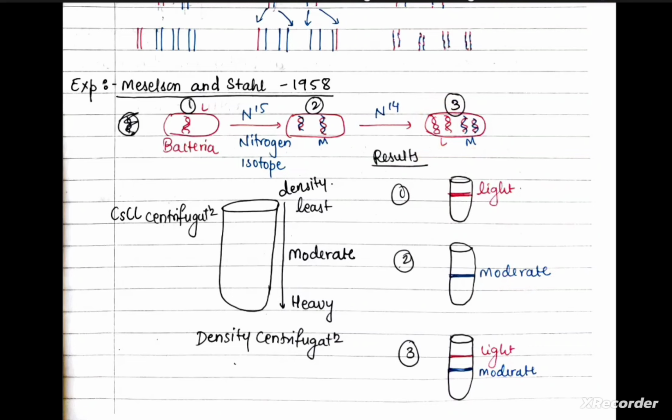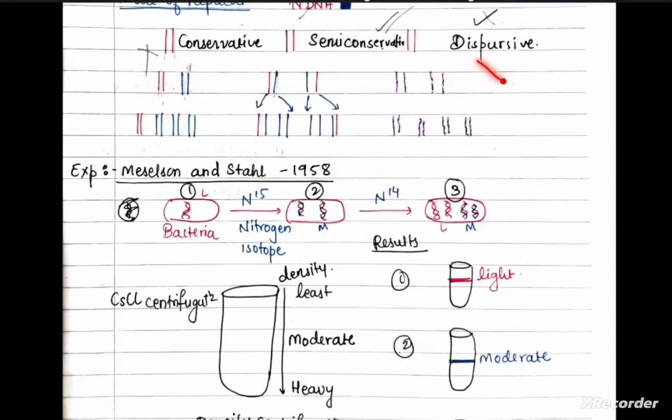This is because the initial parental strands were still there, and they separated and formed complementary newly synthesized strands, which were again light. The moderate bands were also present, because the initial isotope used was N15, so N15 and N14 became complementary there. That's how you got two bands, light and moderate. So they cancelled this possibility.